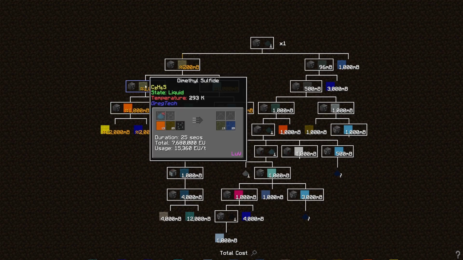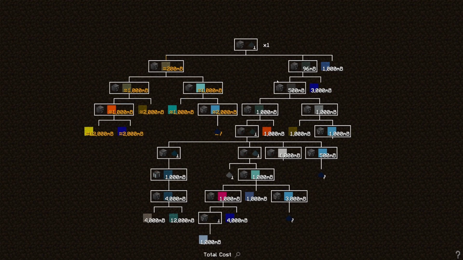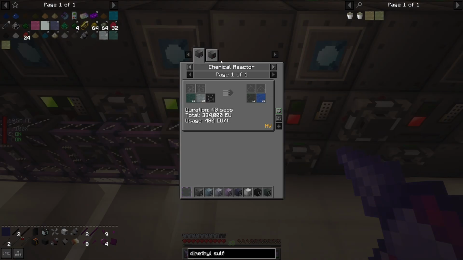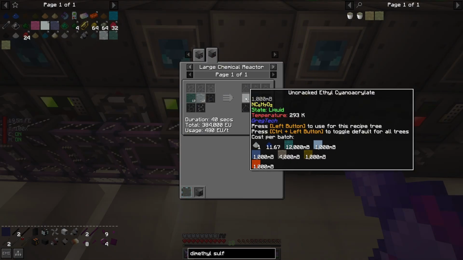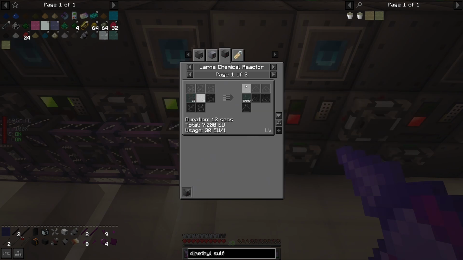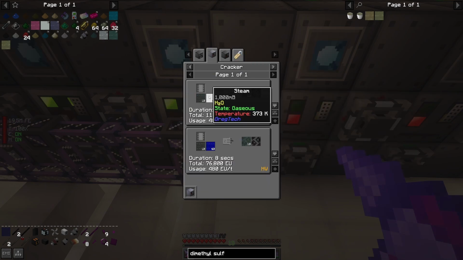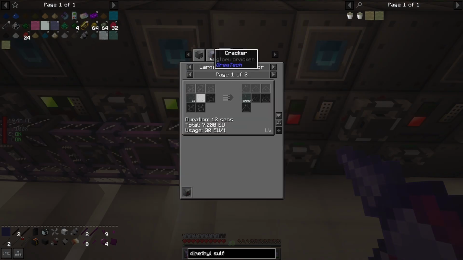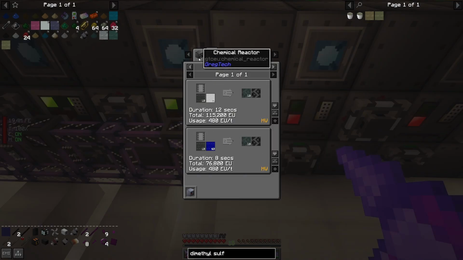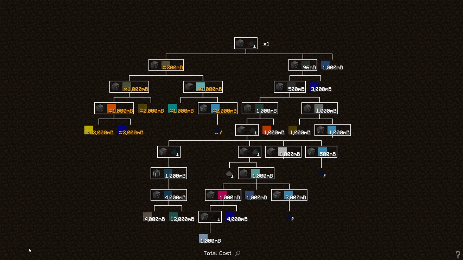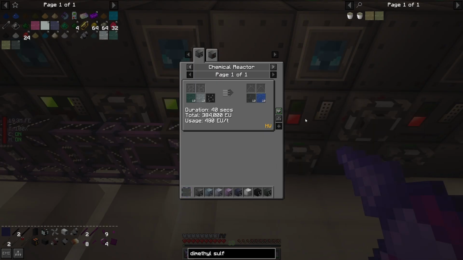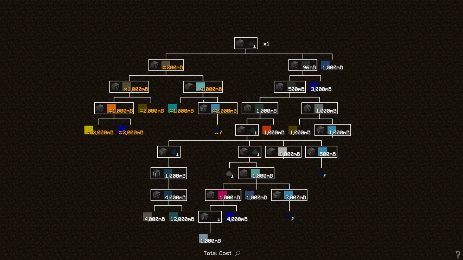Next. Dimethyl sulfide, check. Nitrogen dioxide, don't need to worry about that. Okay, so there's the uncracked ethyl cyanoacrylate, and then we need to put that through a cracking machine. Wait, that's a 1 to 2, and that's a 1 to 1. Yeah, so the cracking is definitely what we want. Okay, we did that. Now we need to make the uncracked ethyl cyanoacrylate. Let's bookmark that. We just need the two fluids, thankfully.